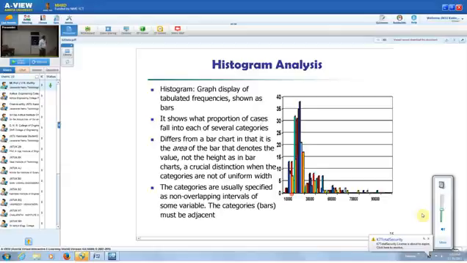The difference from a bar chart: this histogram differs from a bar chart in that it is the area of the bar that denotes the value, not the height as in a bar chart.